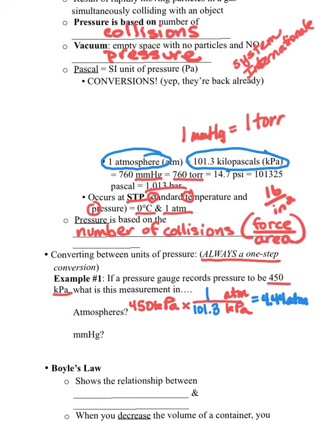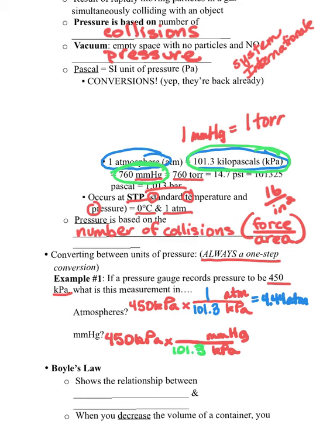In the next one, my given, again, is 450 kPa. I put kPa on the bottom because I want to get rid of kPa. I'm solving, in this case, for millimeters of mercury. So I'm going to go up to the top. I'm going to change my color to green. I'm going to find kPa. And now I'm going to find millimeters of mercury. By kPa, I'm going to put the 101.3 kPa, and now it's equivalent to 760 millimeters of mercury.